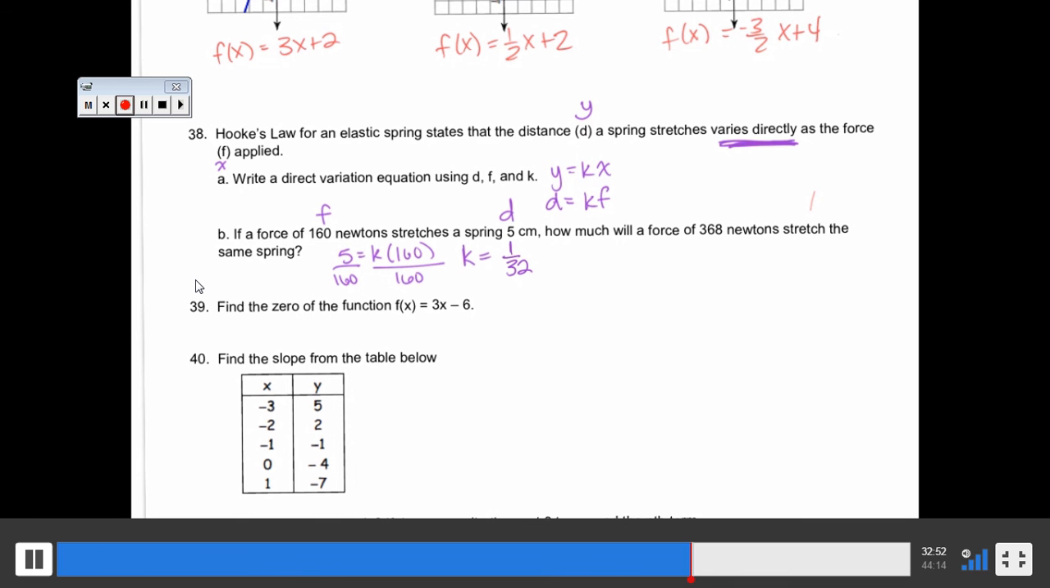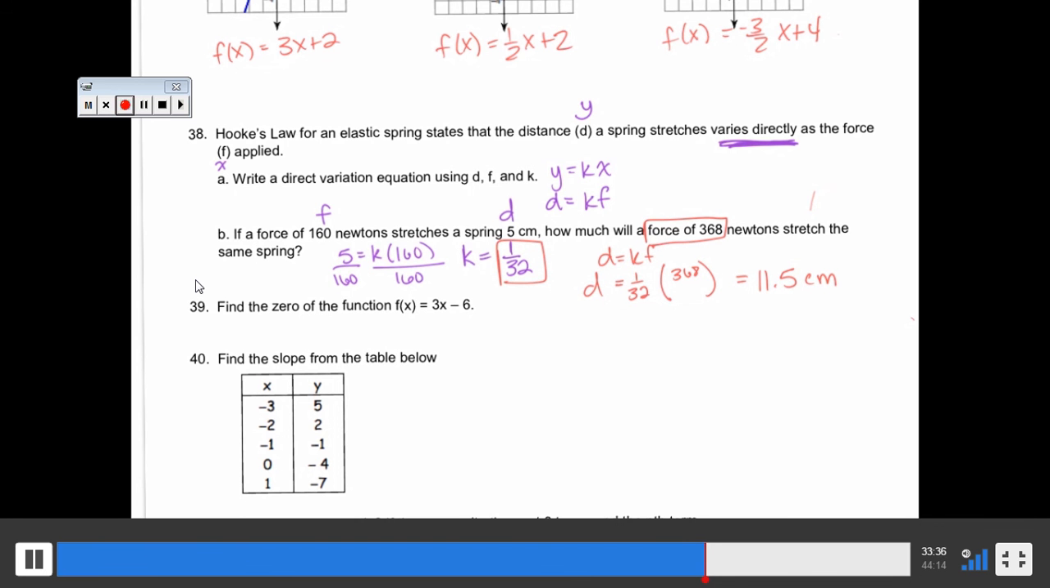So now we need to take this k value that we just found and use it in the same equation if the force is 368. So we're still going to use our same equation, d equals kF. So this time we're solving for our distance. So we know our k is 1 over 32. Our force is 368. And that is going to solve for d. So really we just need to do 368 divided by 32. And we end up with d equals 11.5 centimeters.